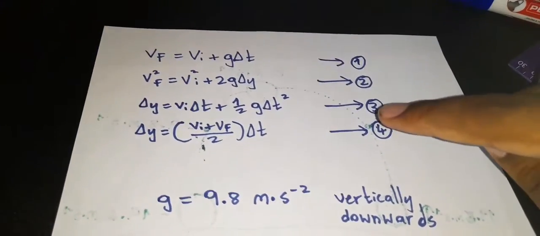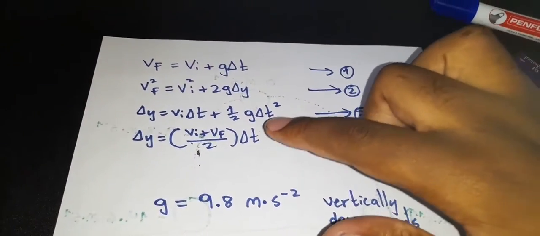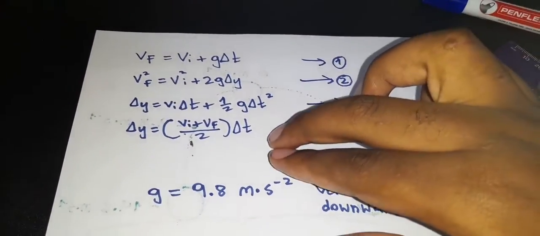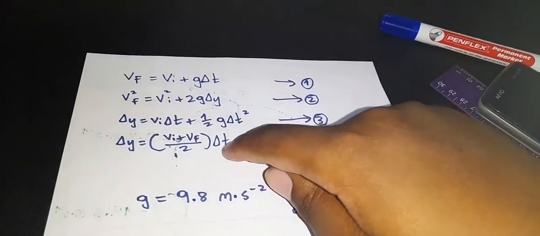And can we use the third formula? No, we cannot use it because we don't have time. Can we use the fourth one? Of course we can't, because we don't have time there. We are not given time. So let's go ahead and solve this one here.